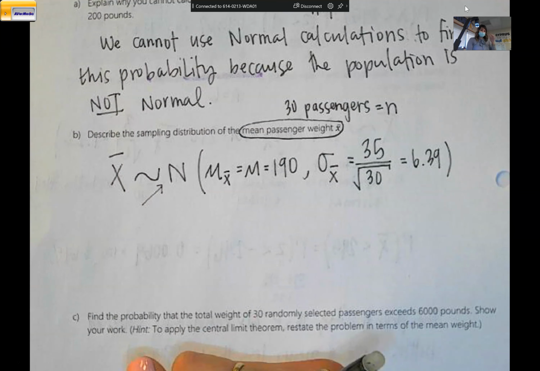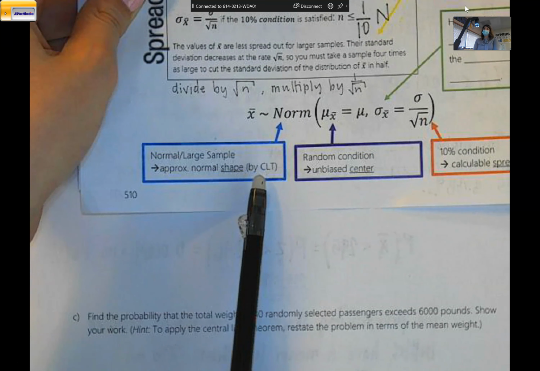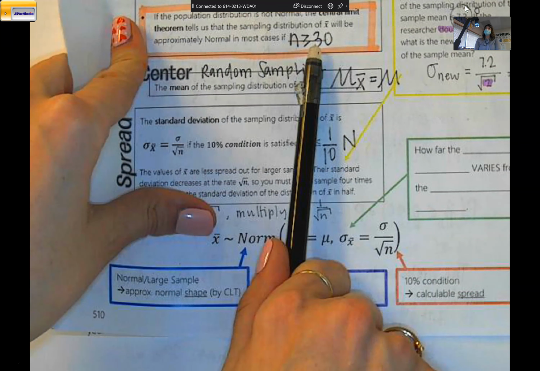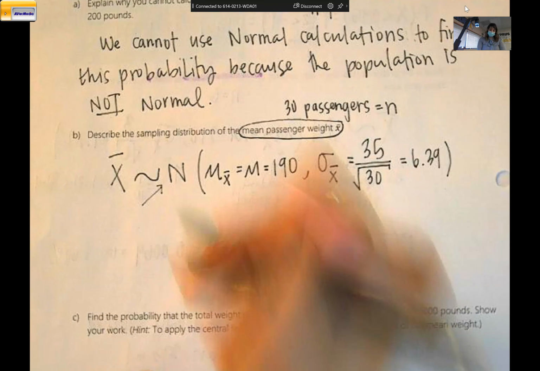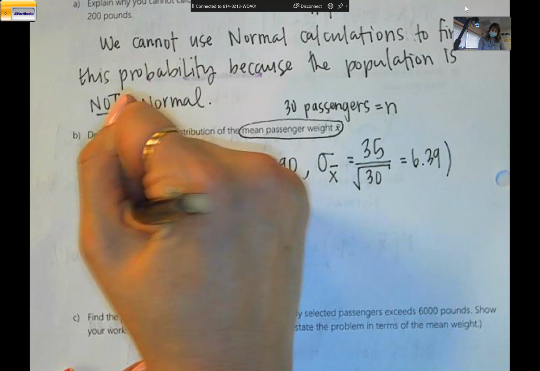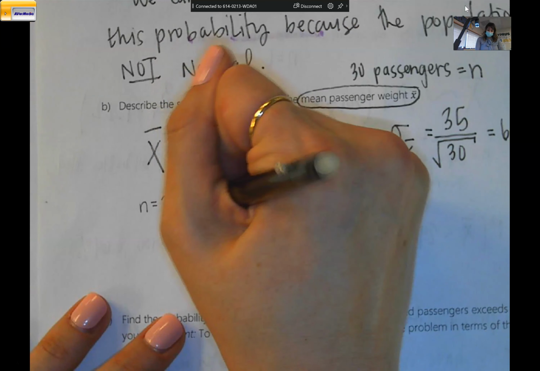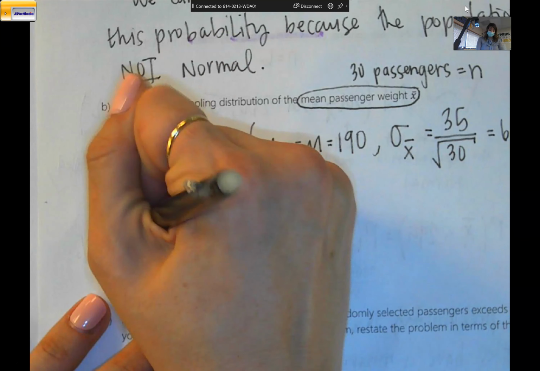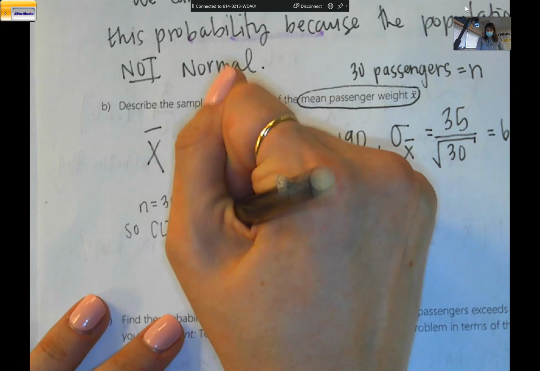So first one, I'm going to have to go back to my paper. Do we satisfy the central limit theorem? The central limit theorem says sample size has to be greater than or equal to 30. So yes, n equals 30, which is greater than or equal to 30. So CLT applies.